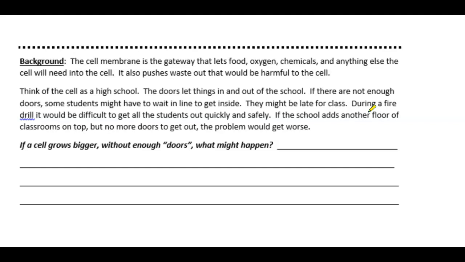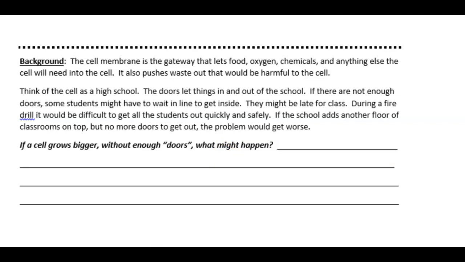Now, pretend that the school is a big cell. Okay, if the cell gets bigger, but we don't have enough doors to let things in and out, because remember, the cell membrane lets food, oxygen, chemicals, anything we need. It also pushes waste out. So if the cell gets bigger, but we don't add more membrane or more doors to let things in and out, what might happen?